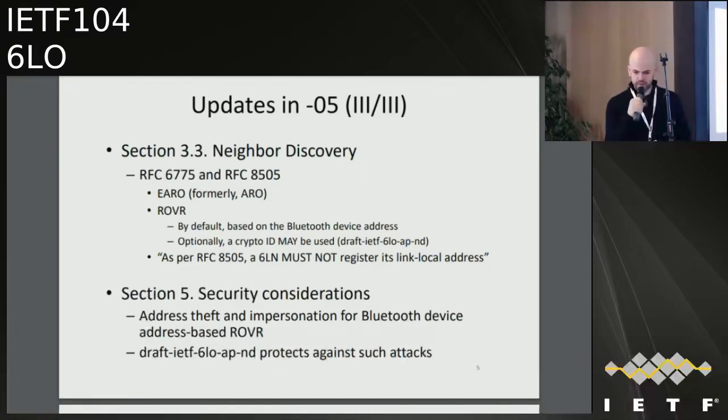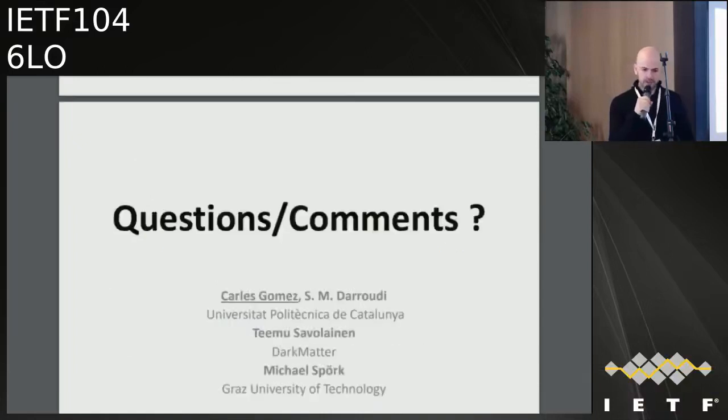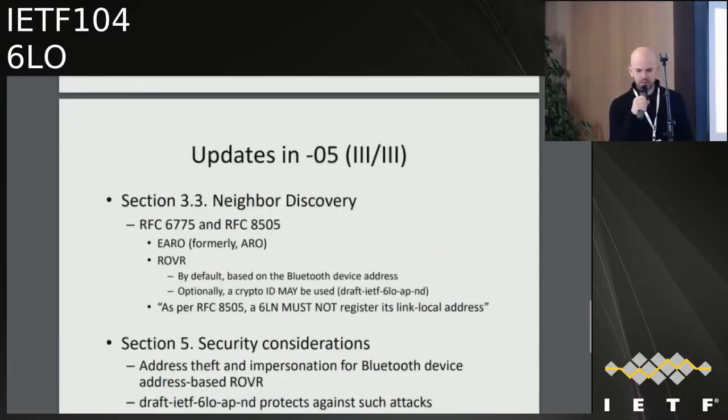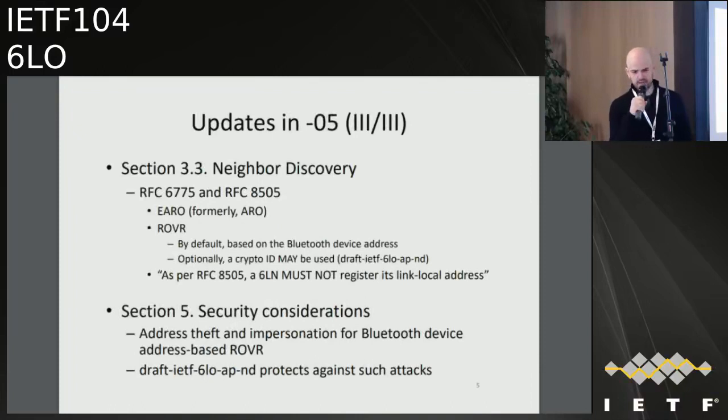Also related to these comments, we have updated the security considerations. We now explain that address theft and impersonation attacks may happen when the ROVR is generated based on the Bluetooth device address. So we explain that the specification of address-protected neighbor discovery gives protection against this kind of attack. So basically, that's all.